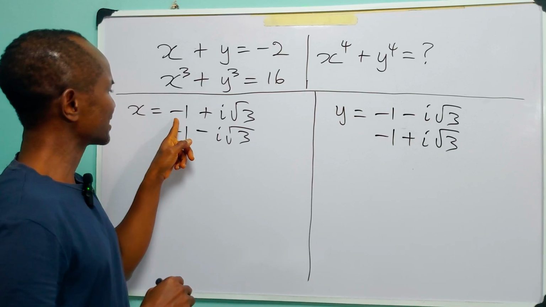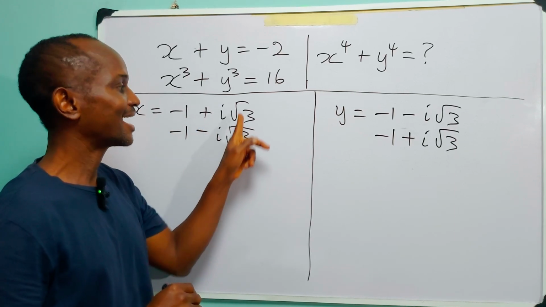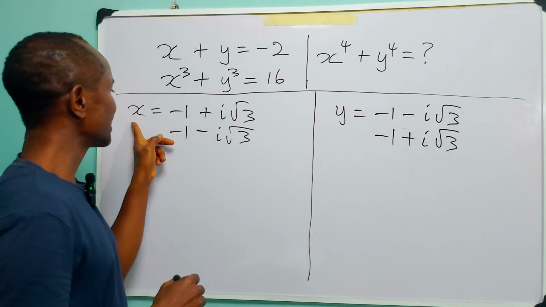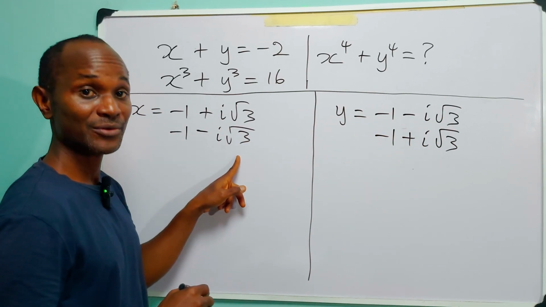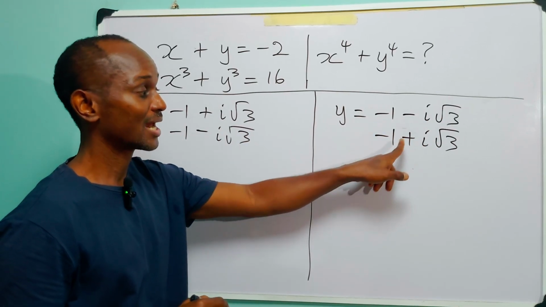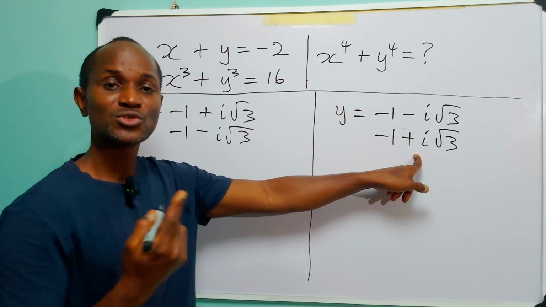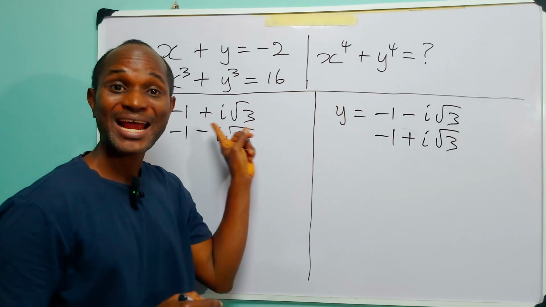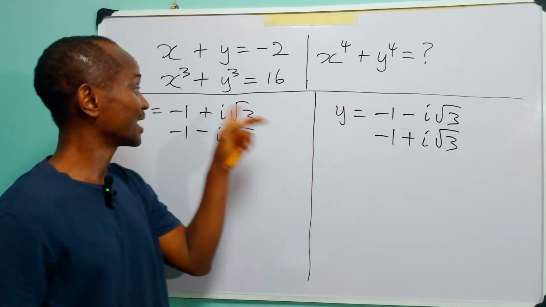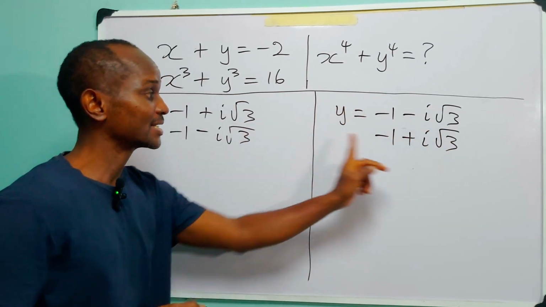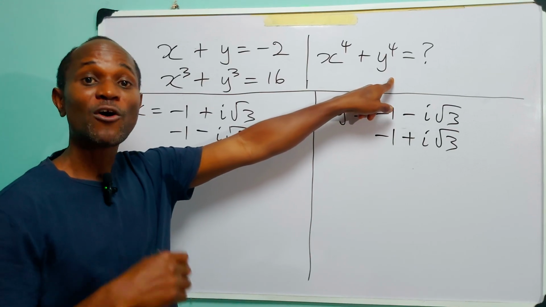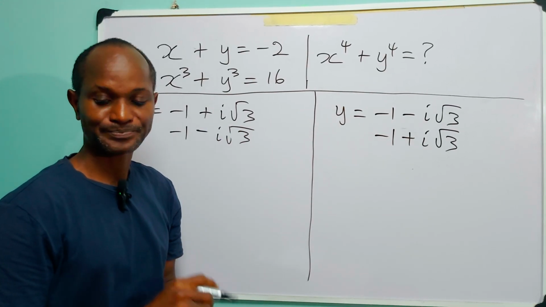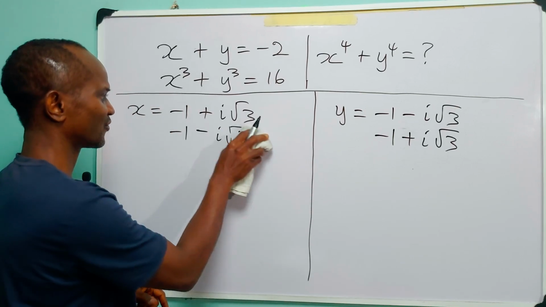We can see that when x is equal to minus 1 plus i root 3, y is equal to minus 1 minus i root 3. And when x is equal to minus 1 minus i root 3, y is equal to minus 1 plus i root 3. So what does that tell us? It tells us that whatever pair of x and y that we choose, whether we choose the first pair or the second pair, the value of this quantity that we calculate will always be the same. So now let us choose the first pair.